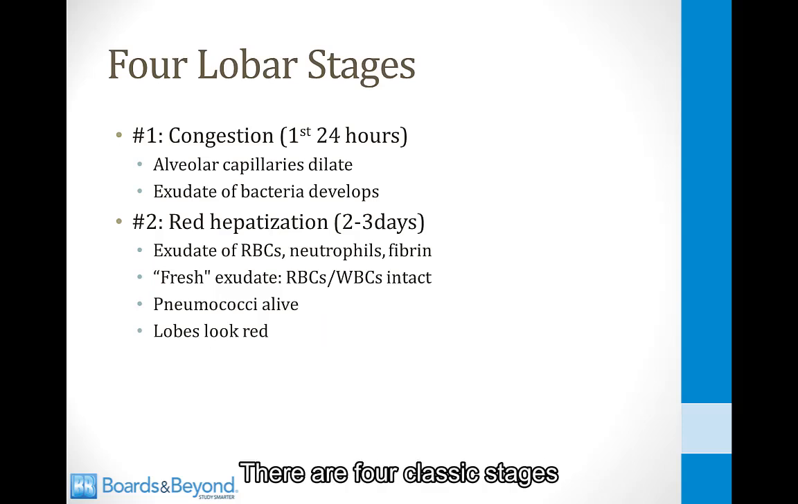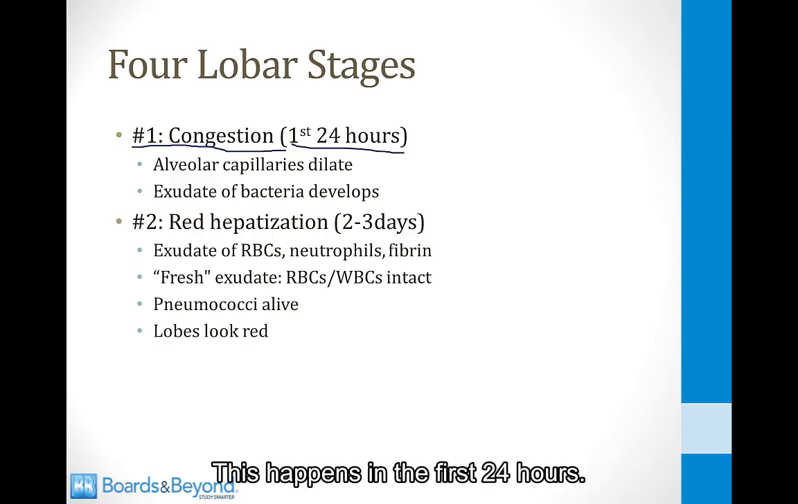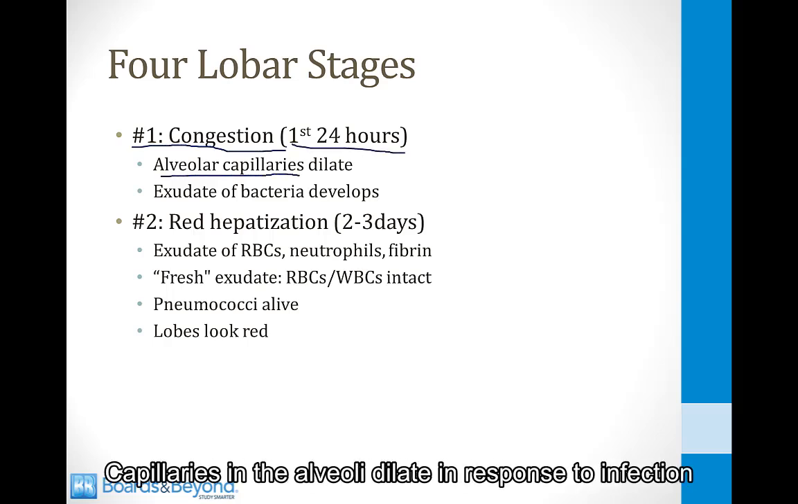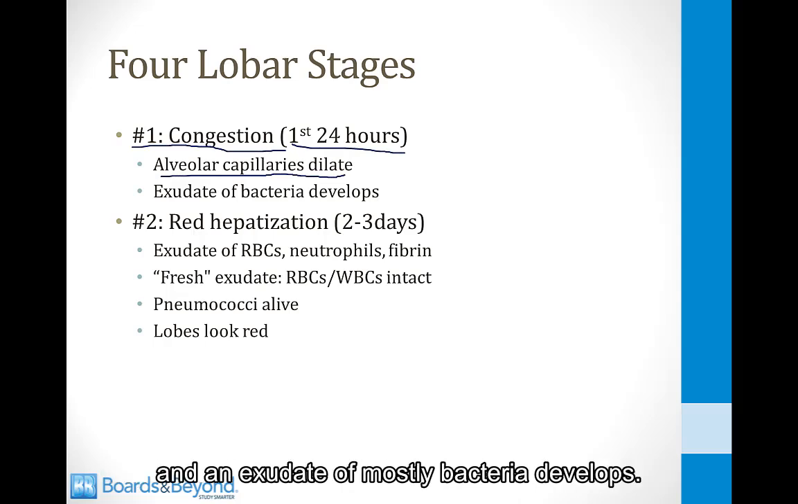There are four classic stages that lobar pneumonia progresses through, and you need to know these especially for Step 1 of your boards. The first stage is called congestion. This happens in the first 24 hours. Capillaries in the alveoli dilate in response to infection, and an exudate of mostly bacteria develops.